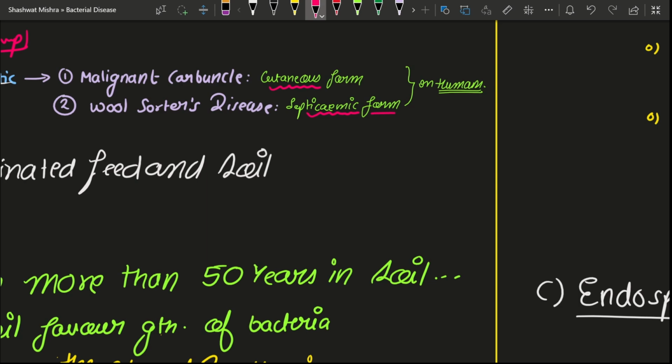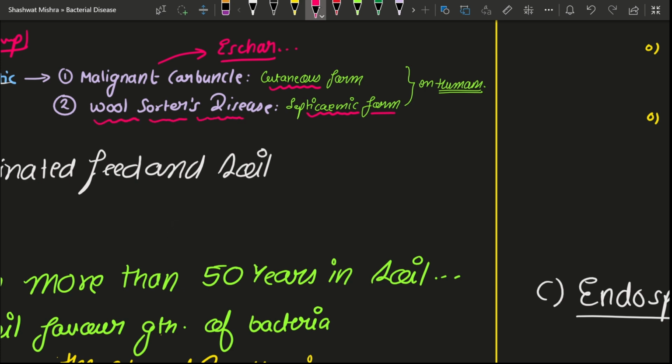Later on, in the cutaneous form in humans, there is formation of an eschar, after the formation of the erythematous papule with the black center. It is the peculiarity of the malignant carbuncle that is caused by Bacillus anthracis in humans. The next form of anthrax in humans is the septicemic or respiratory form, which is also known as wool sorter disease.